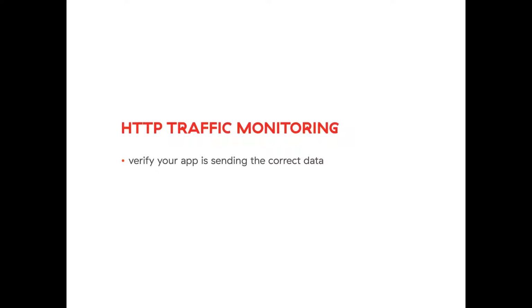So the first feature is traffic monitoring, and it allows you to display all the traffic that's happening between the app and an API, and that can help you to verify that the app is sending the correct data. For example, that it's sending the correct authentication token, or if the user has to input some data in the app, that it's sending all of that data.